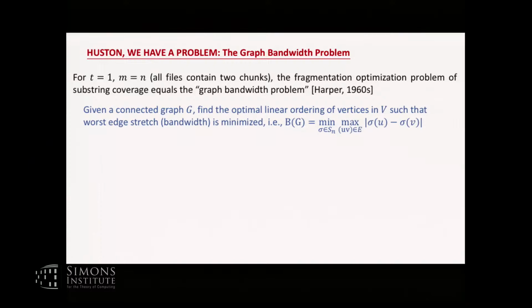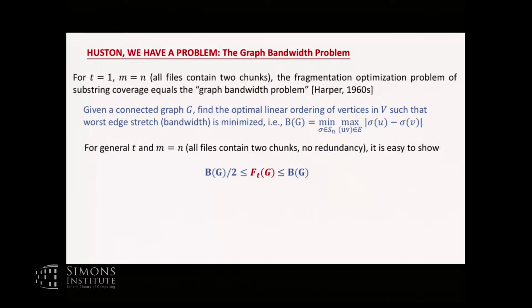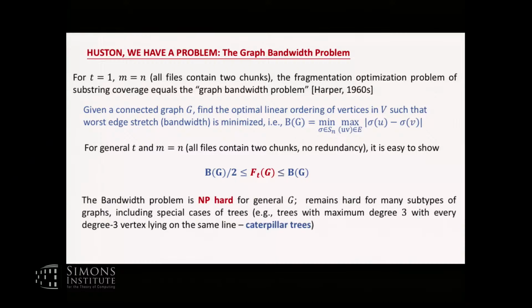That's exactly what we're looking at, and we are being even more greedy. We want to minimize the stretch of files of length less than or equal to t. So even if I have t equal to 1 edge, it reduces to the famous graph bandwidth problem, and I can show easily that for any arbitrary file size upper bound length t, this fragmentation expansion will be sandwiched very tightly around the bandwidth. So it's half the bandwidth as a lower bound and the bandwidth as an upper bound. So that is not good.